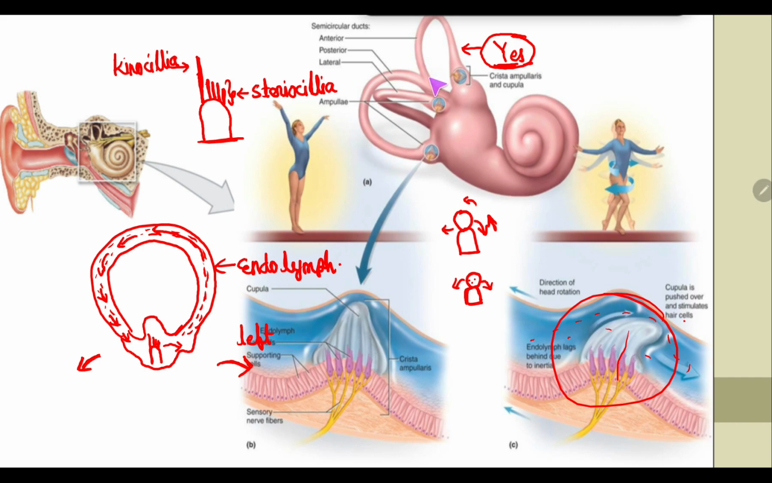Then we have the posterior semicircular canal. This posterior semicircular canal is for tilting your head left and right. Fine. You are tilting your head left side, right side, that will be detected by the posterior semicircular canal. And then we have the lateral semicircular canal, for no movement. No movement means what? You will rotate your neck again and again, left side, right side. Okay, so this is no movement.